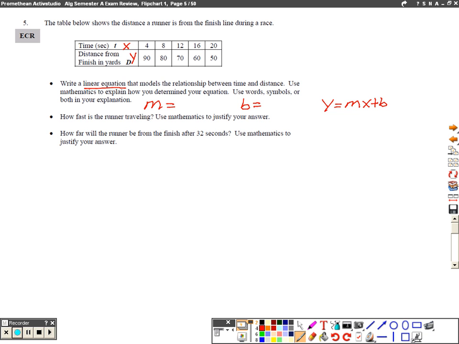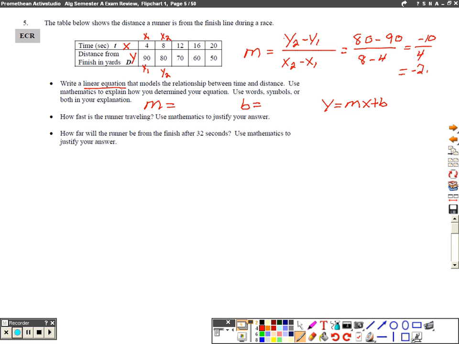In order to find m, I'm going to determine what my change in y over change in x are. Now there's two ways to do this. One, you can plug in your points x1, y1, x2, y2 into your formula: y2 minus y1 over x2 minus x1, which will give me 80 minus 90 over 8 minus 4, which is negative 10 over 4, which is negative 2.5.